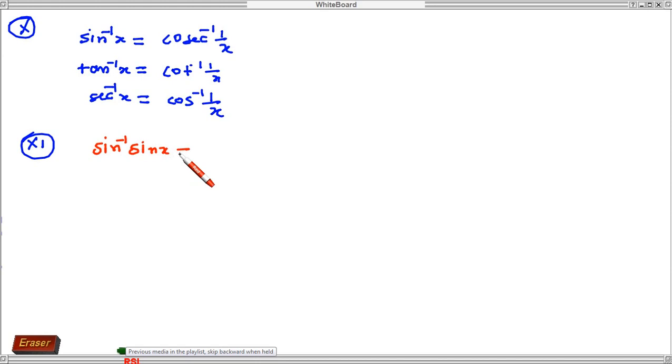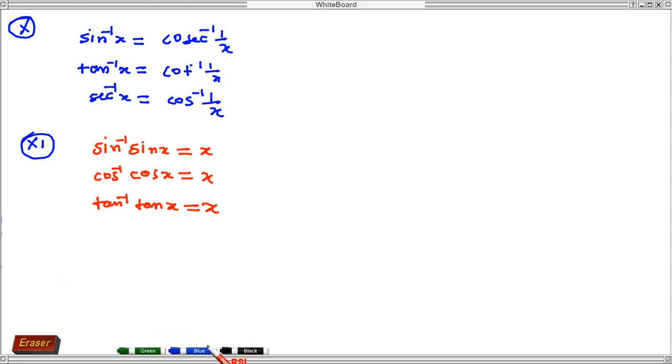Sin inverse sin x will be x. So these are the formulas. You have to just memorize and remember them or keep them in mind, because there is huge use. Similarly, cos inverse cos x will be x, and tan inverse tan x will be x.